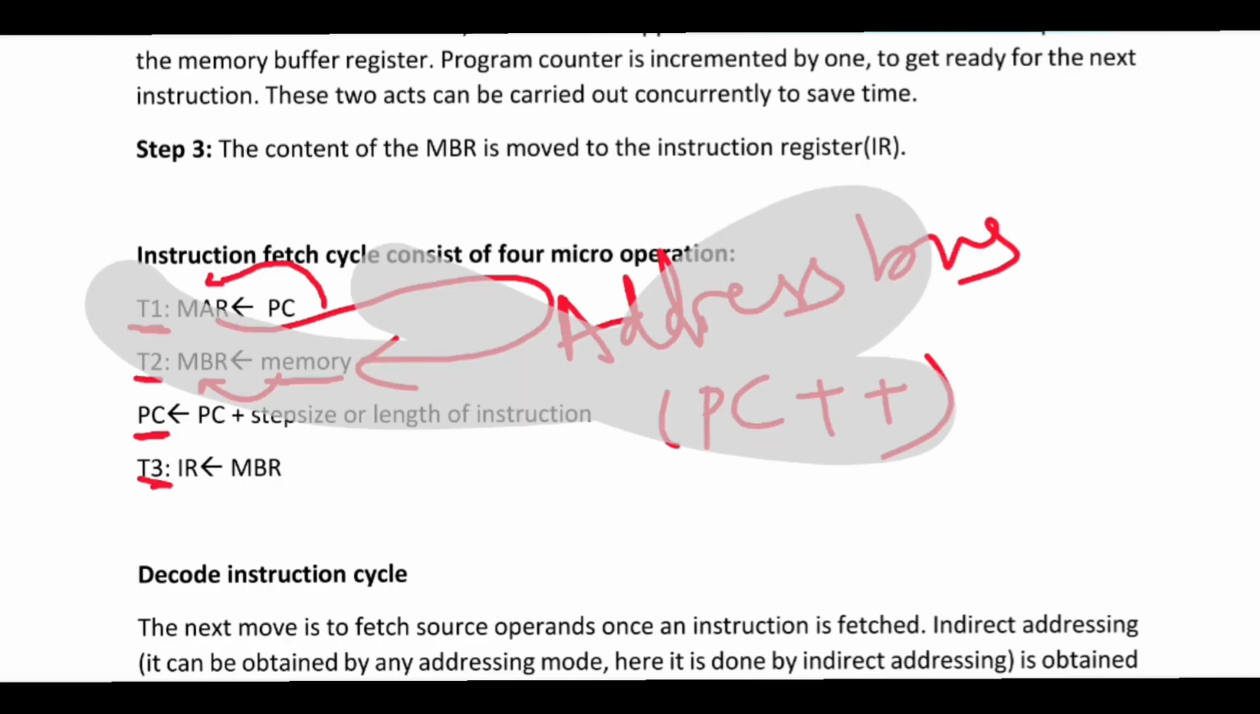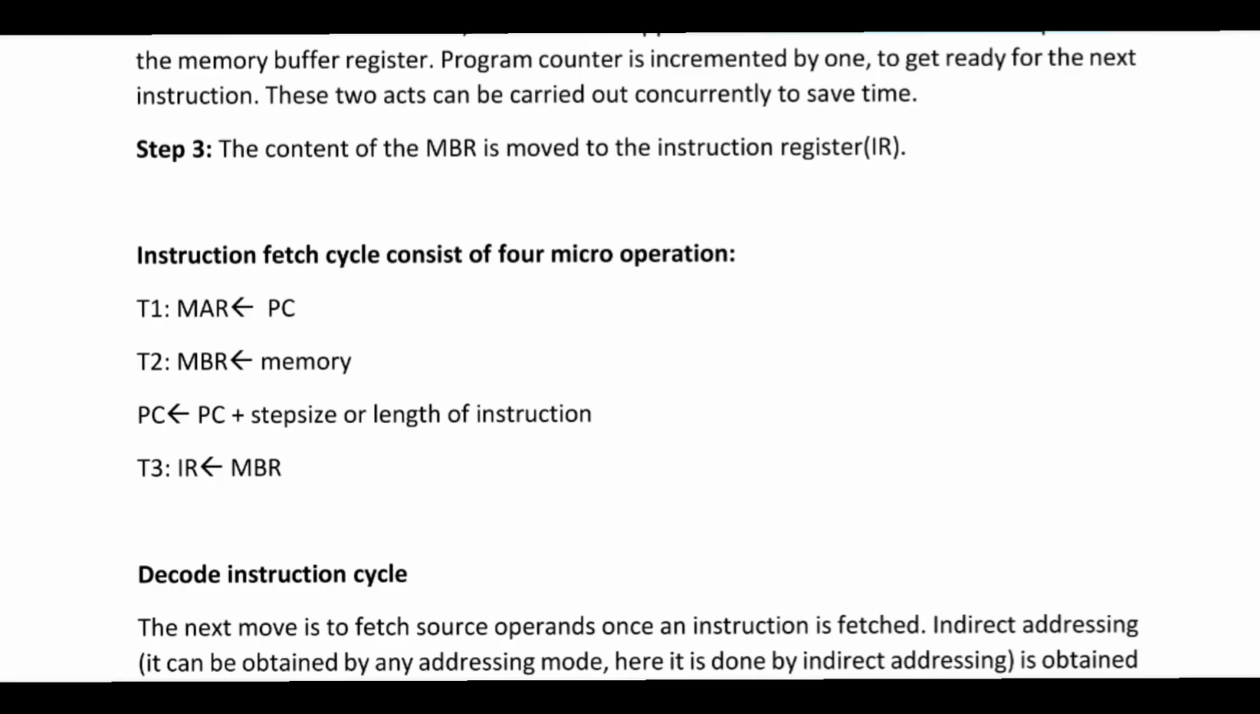In T2, the instruction is loaded from memory to the memory buffer register and the program counter value is incremented in one clock cycle, the T2 clock cycle. Okay, in the T3 clock cycle, the data in the memory buffer register, it may be instruction or data, the instruction in the memory buffer register is loaded to the instruction register. This is our fetch cycle.